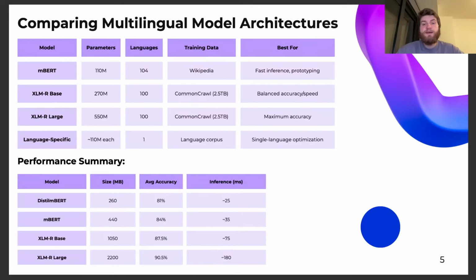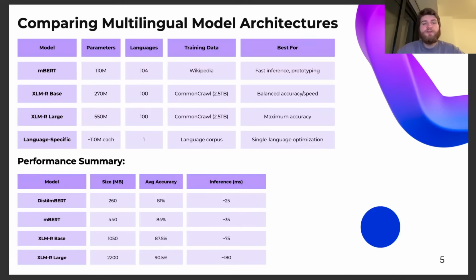The downside: 2.5 times larger than mBERT, and that means 2 to 3 times slower inference. The large model is 5 times larger and may require a GPU for reasonable latency. When to use XLMR? When accuracy is paramount, when you have GPU resources available, when supporting low resource languages where mBERT struggles.